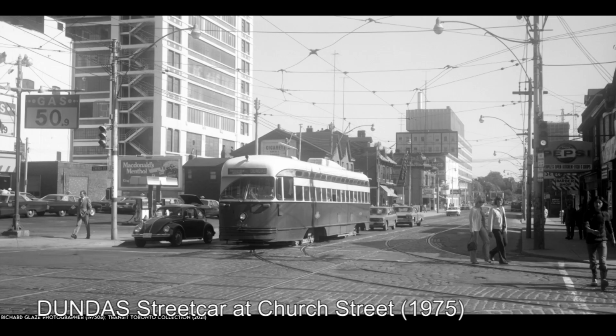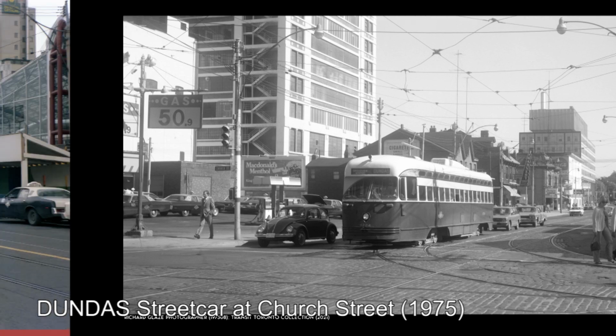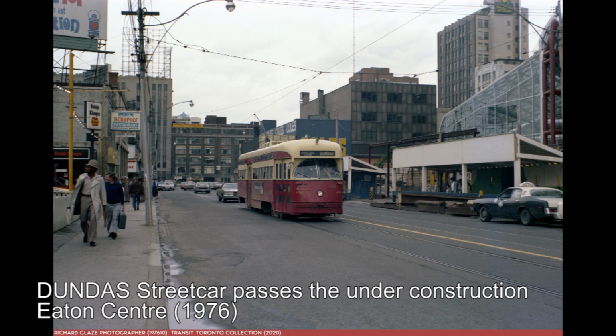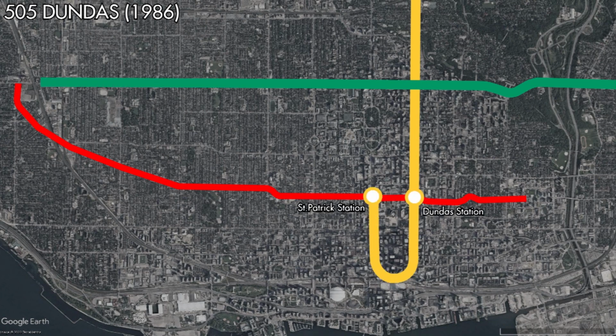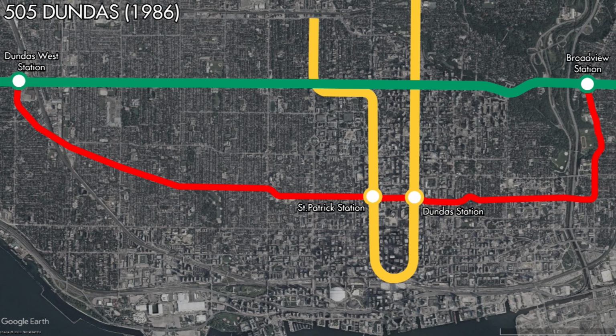With the introduction of the CLRV streetcars, the Dundas streetcar would be given the number 505. By the 1980s, all 505 Dundas cars were operating to Broadview Station, while the short-term service into the downtown loop had become rush hour only. On June 20th, 1986, this short-term service would be ended for good, and now the 505 Dundas would operate as it does today from Dundas West Station to Broadview Station.